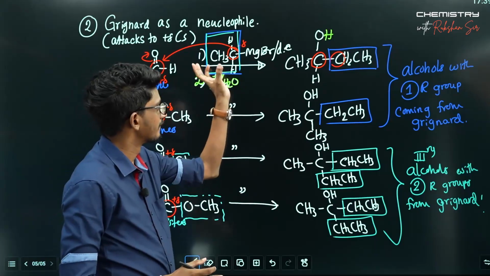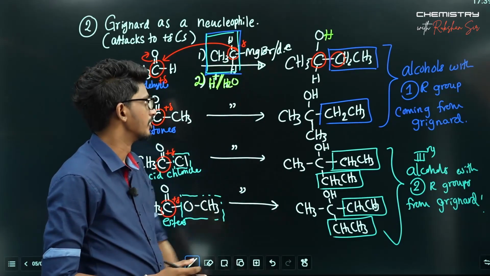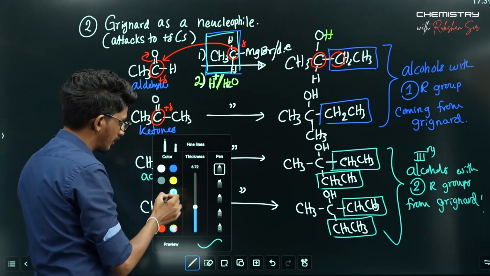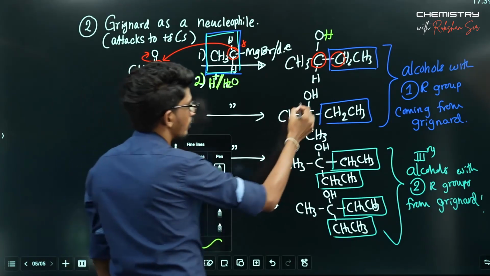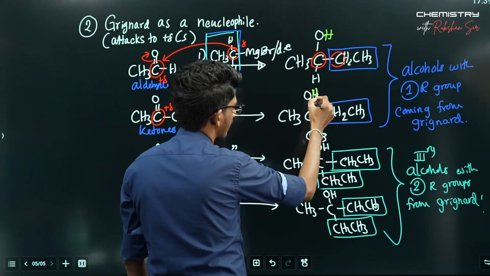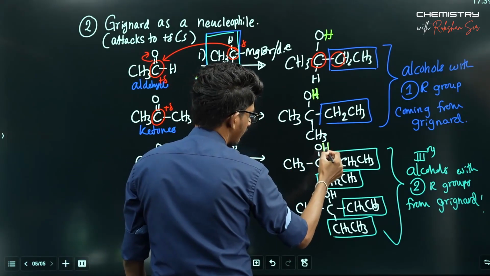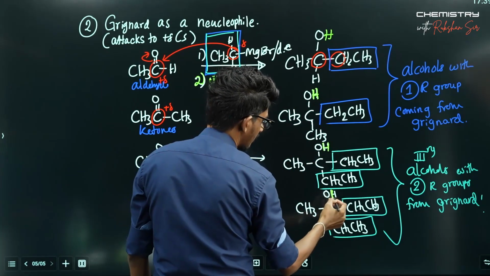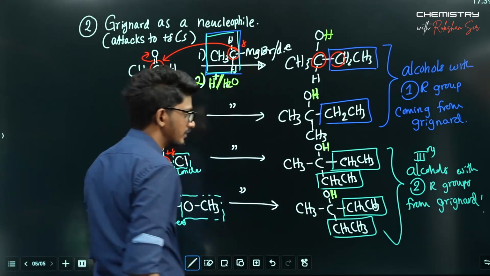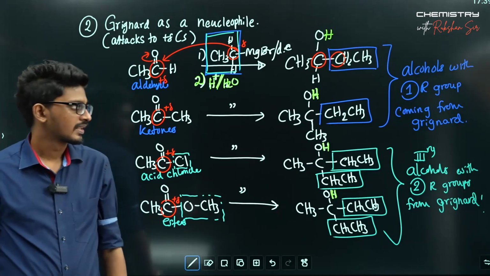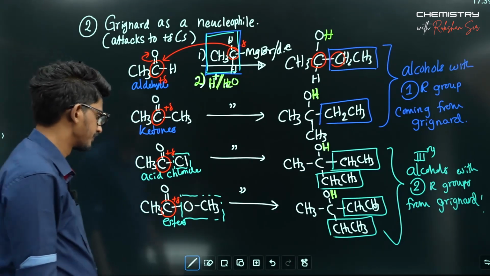First, when the Grignard is added, the alkoxide is produced. Only after the addition of H plus and H2O will you come up with the alcohol. These hydrogens are given by the acidic water. Acidic workup is needed to come up with the alcohol. Remember that, you only need these two. Okay, let's come up with the mechanisms then.